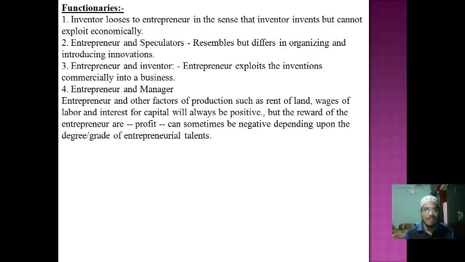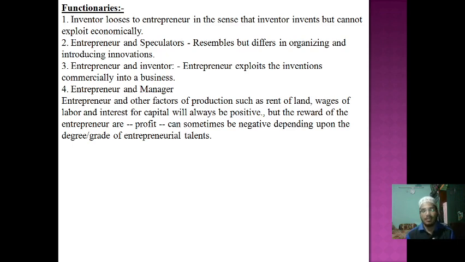Third point: innovators lose to entrepreneurs, in the sense that an inventor invents but cannot exploit it economically. This means those who are the chairman or higher authorities of the organization are investors, spending that money, but they are not controlling that money and the organization. Because of that, the work goes to the entrepreneur.